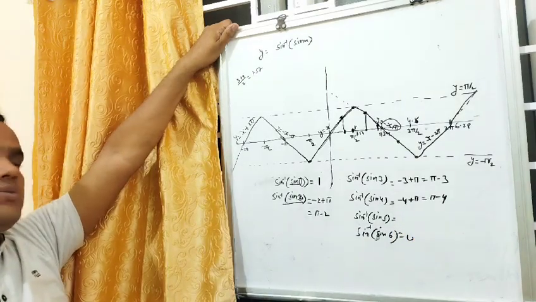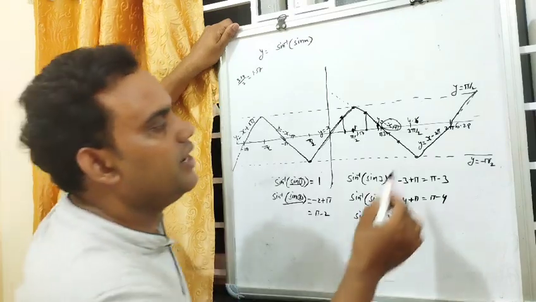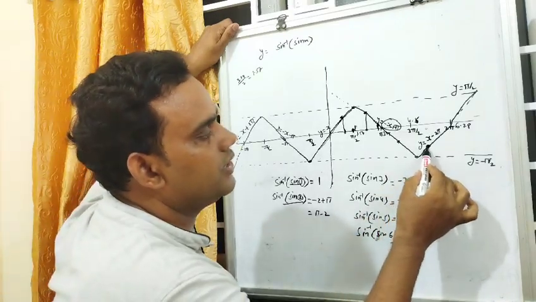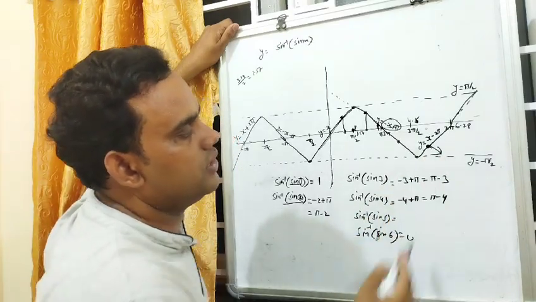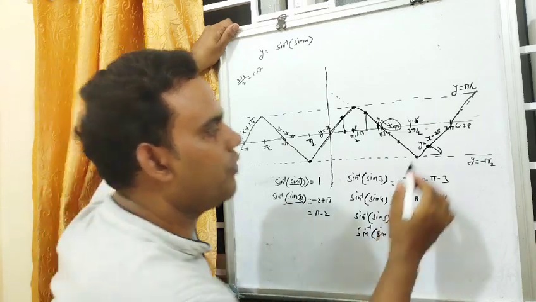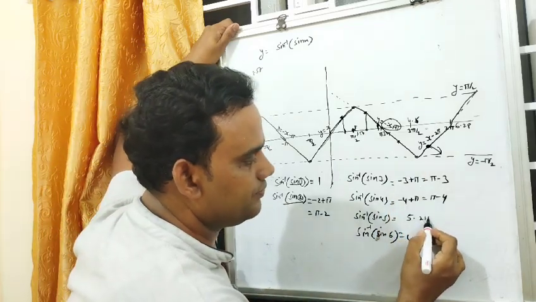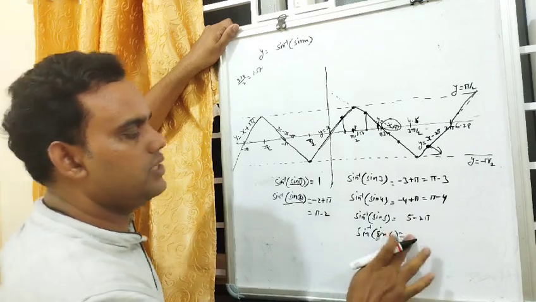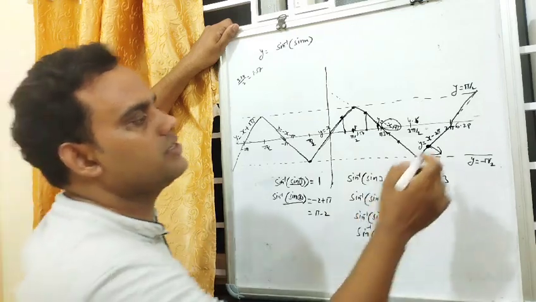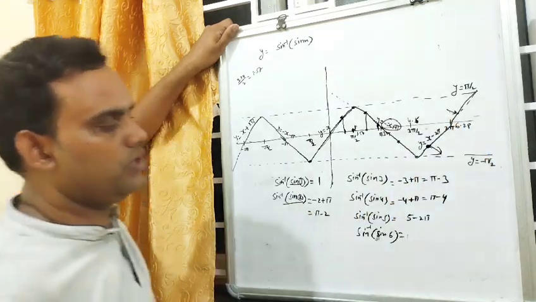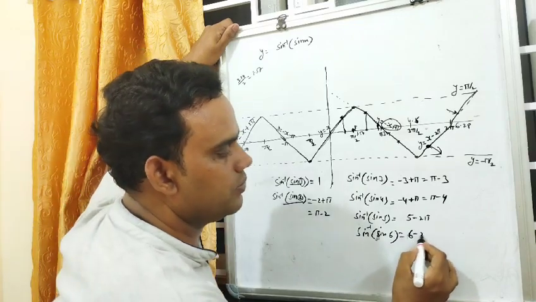Similarly, sine inverse of sine 5. So sine 5 will be somewhere here. The equation of this line is nothing but x minus, so 5 minus 2 pi. And similarly, if they ask sine 6, sine 6 also lies on this line only. So 6 minus 2 pi.